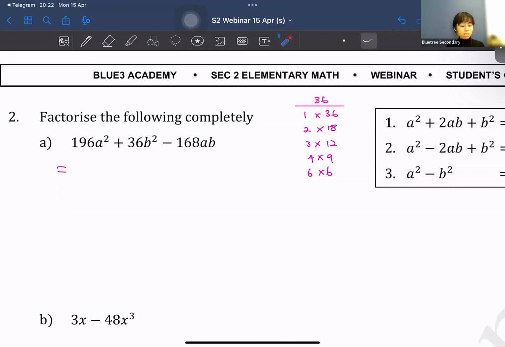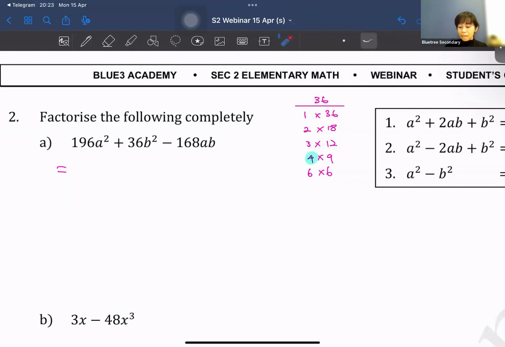Then you continue down the list, divide by 18. It's still not a factor. Continue down the list, divide by 12. Still cannot. You divide by 9. Still cannot. You divide by 6. Still cannot. Okay. I managed to take 196 and divide by 4.